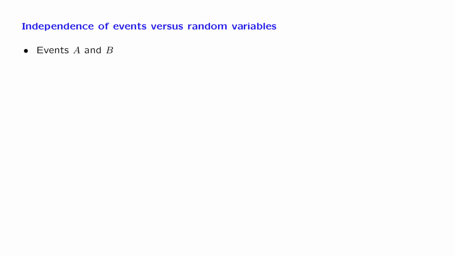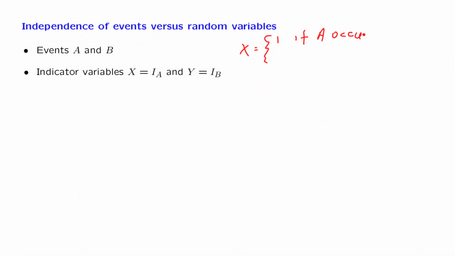Now, to make a relation with random variables, we introduce the so-called indicator random variables. So, for example, the random variable X is defined to be equal to 1 if event A occurs, and to be equal to 0 if event A does not occur. And there is a similar definition for random variable Y. In particular, the probability that random variable X takes the value of 1 is the probability that event A occurs.